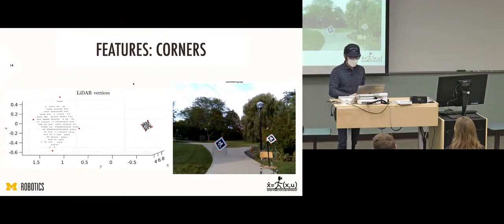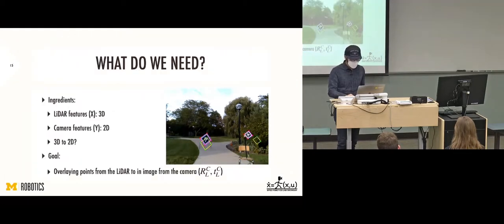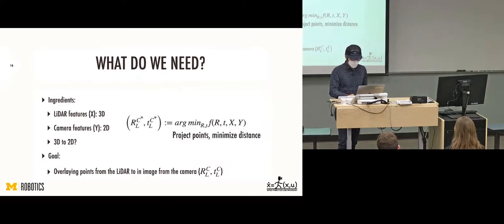Also, in this project, we'll be using the corners as features, and to calibrate the sensor in that sense is to project the points back to the image. So here the problem is we want a cost function. Because the LiDAR features are in 3D, you know there are points in 3D, and the camera pixels are 2D. So we need a projection from 3D to 2D.